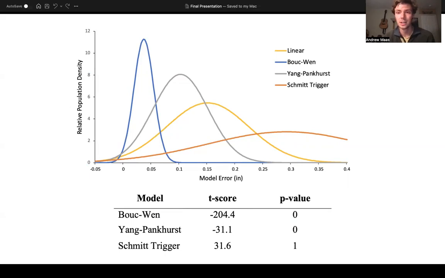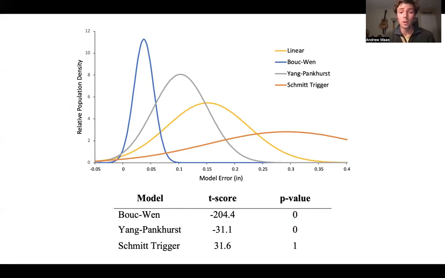Finally, I conducted a single sample T test, I believe, in which the T scores were staggering, with the Bouc-Wen producing a T score of negative 204.4. This is a p-value of essentially zero. Yang-Pankhurst also produced a p-value of zero, and the Schmitt trigger showed contrary to our beliefs.